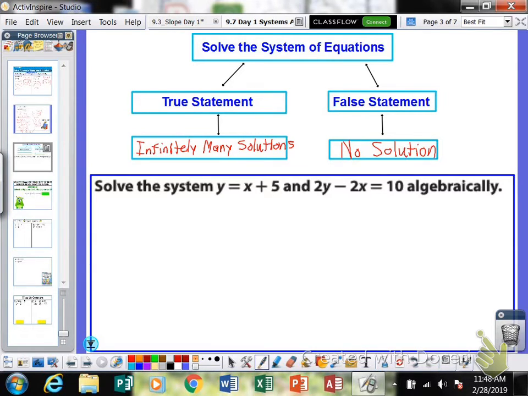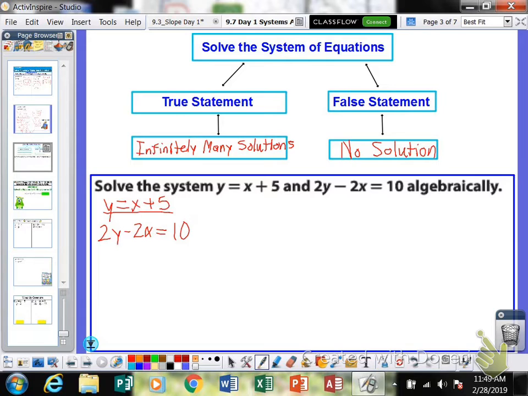So let's look at a case here below. So again, I want to write my system of equations. First, I have y equals x plus 5 and 2y minus 2x equals 10. That is my system of equations. Okay, so we don't have one of our variables equal to a specific number, but we do know what y is equal to, and y is equal to x plus 5. So I'm going to take that x plus 5 and substitute it into my second equation of 2y minus 2x equals 10. I'm going to substitute x plus 5 in for y.